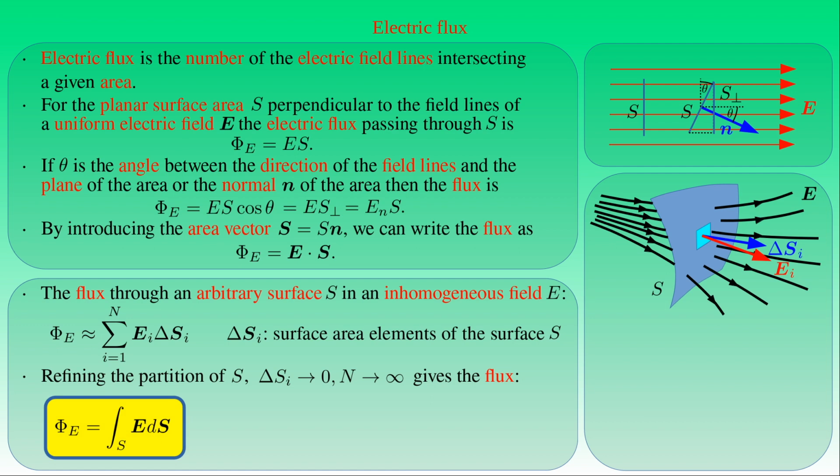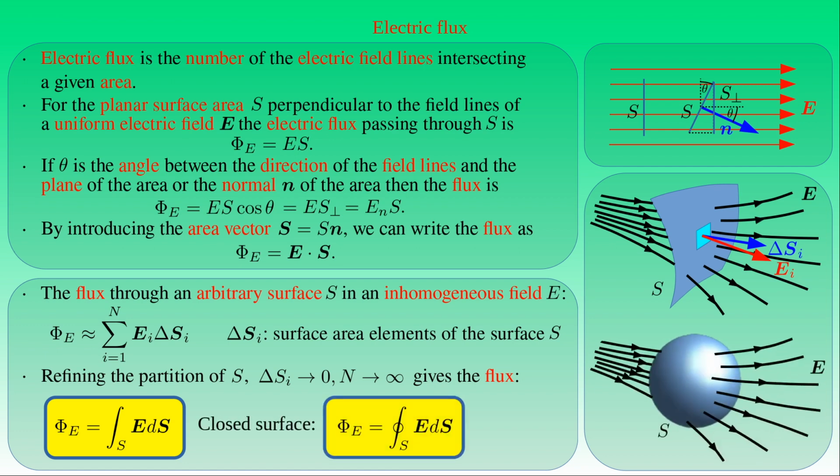In the case of closed surfaces we can apply the same method, and the electric flux Φ_E intersecting the closed surface S is also given by the surface integral of the electric field strength E over the closed surface. By convention, the area element vector dS on a closed surface is directed perpendicularly outwards, that is, its direction at a given point on the surface is given by the outward surface normal at that point.